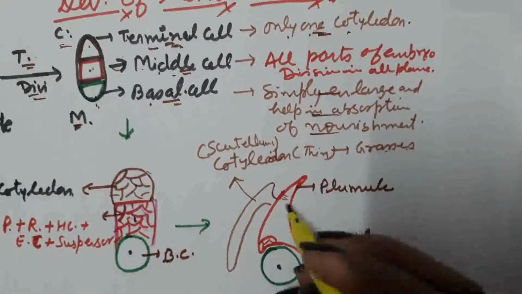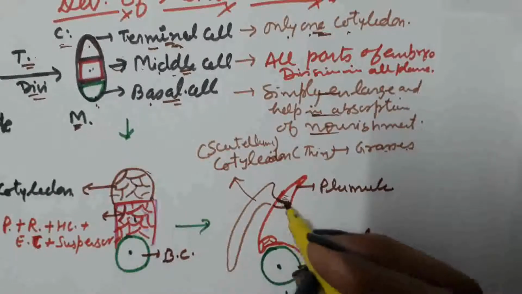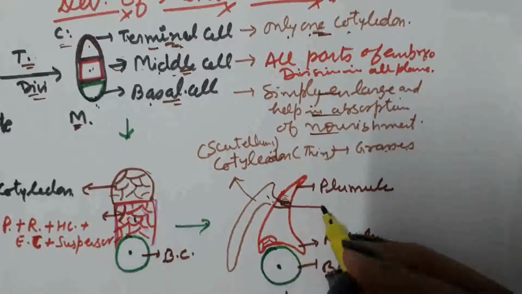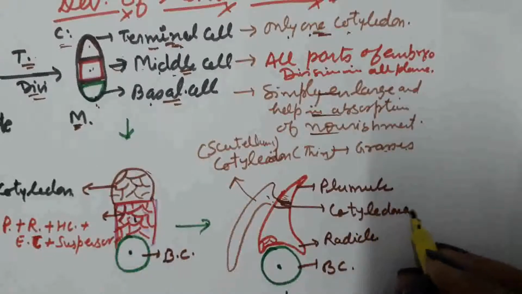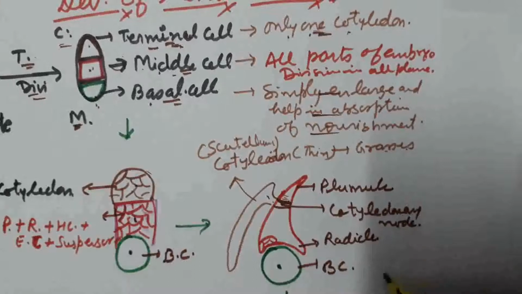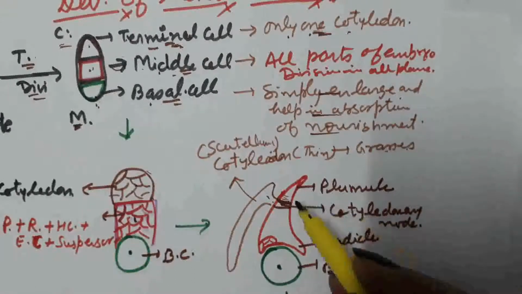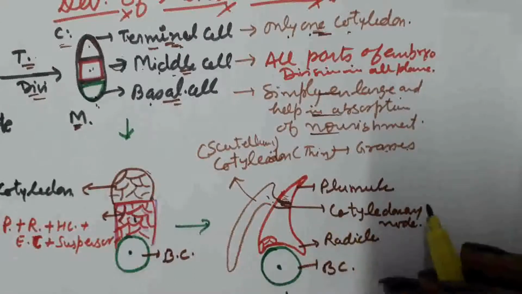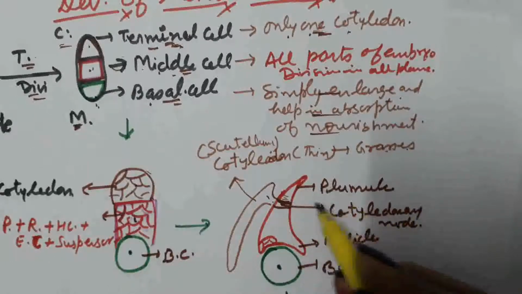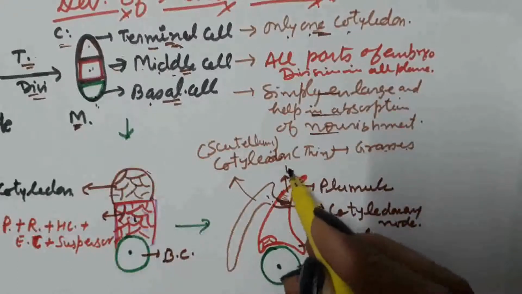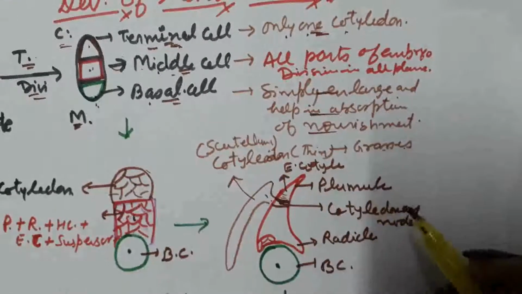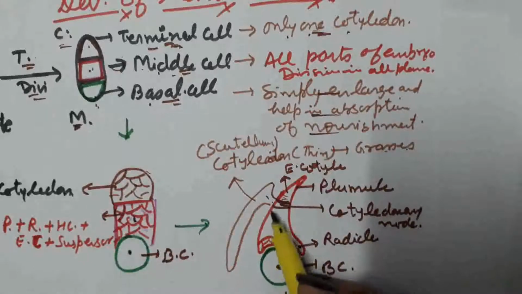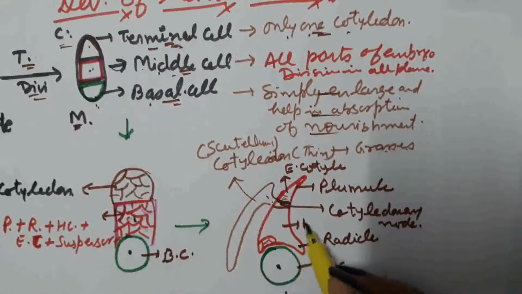Between the plumule and radicle, where the cotyledon is attached to this embryonal axis, is known as the cotyledonary node. The place between the plumule and cotyledonary node is known as the epicotyl. This is the epicotyl region. And the area between the radicle and cotyledonary node is known as the hypocotyl region.